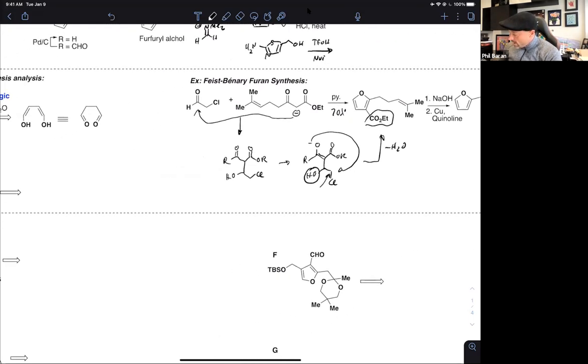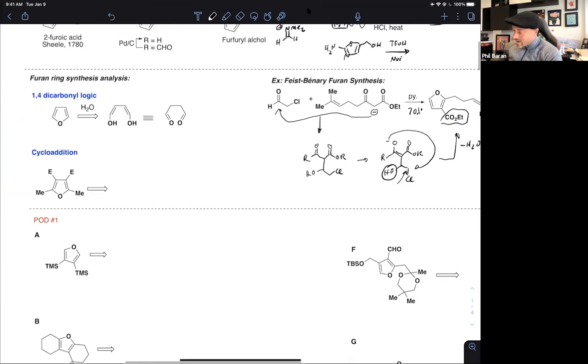Okay, let's move on to cycloaddition, which is, I think, the other main way that people look at when they think about making furans. So how would one conceptualize putting together a furan containing 2 ester groups here and here, and 2 methyl groups here and here, using a cycloaddition strategy? Maybe Sung Han can give us an idea.